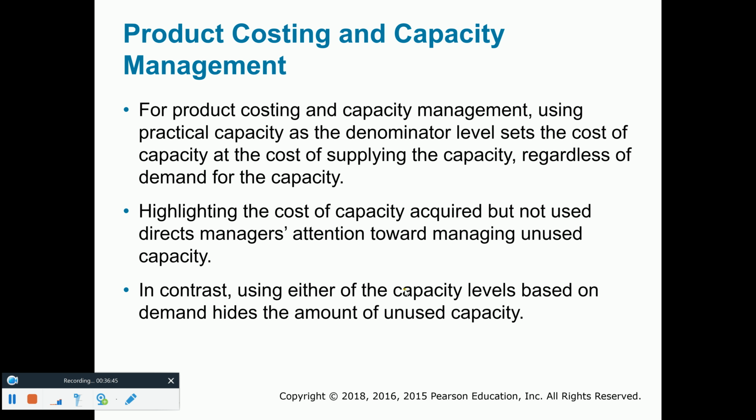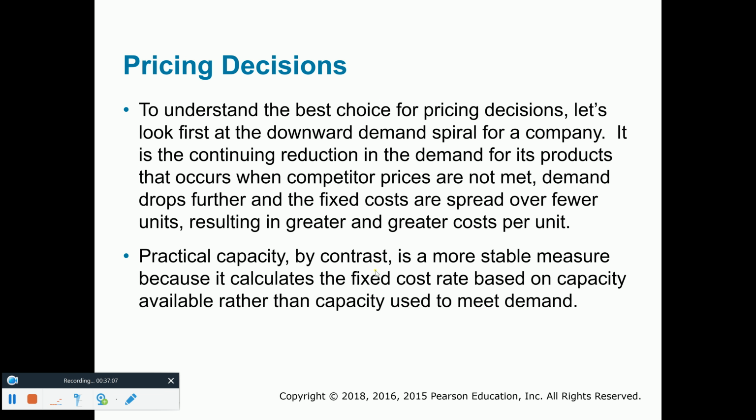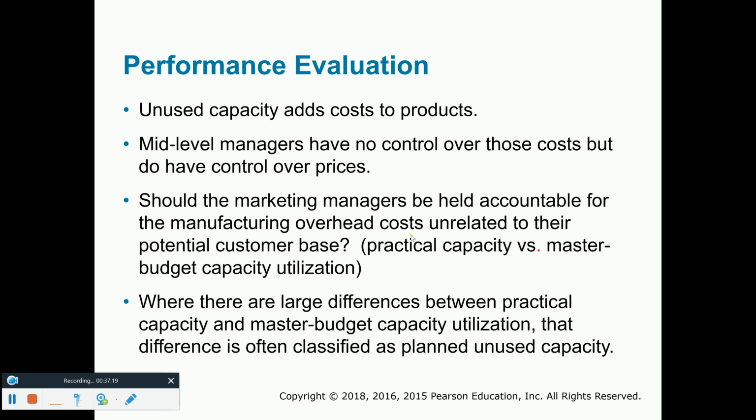So certainly you would need to go through this for product costing and capacity management using a practical capacity. All right, that is where we consider the total amount we can produce, considering some breakage in time because of maintenance time and downtime of holidays and things like that. Something we would consider. For pricing decisions, this is something that we would need to know. Practical capacity is probably used. It's a more stable measure, so it should help us mostly with pricing decisions.